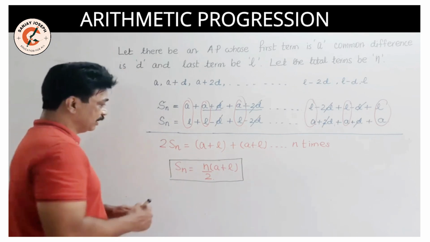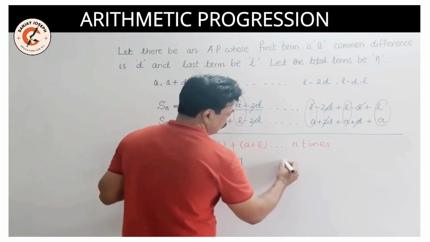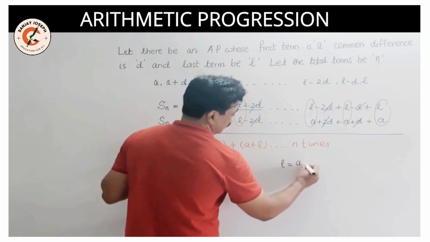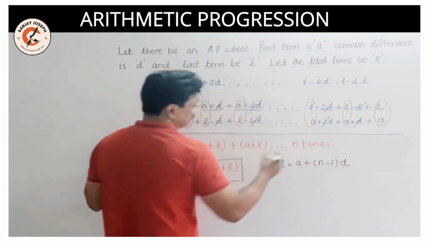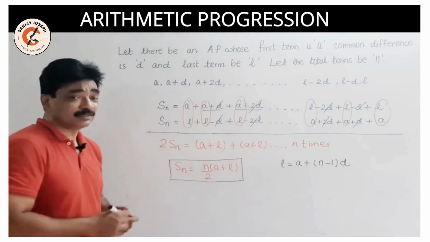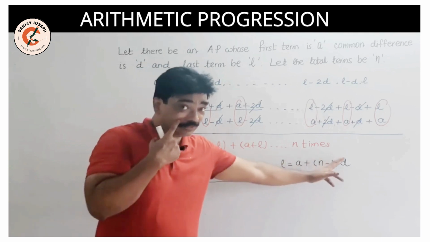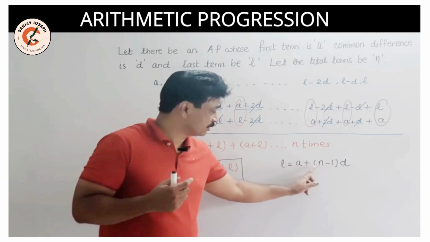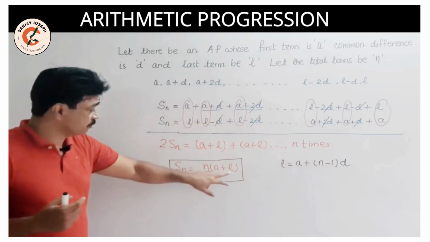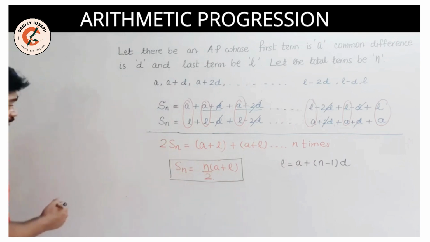Number 2, what is L? L is the last term. Since there are n terms totally, as I have assumed, the last term will be equal to the nth term. Formula for the nth term, in the first chapter we studied, is A plus n minus 1 into D. So L is the nth term, the last term, so its formula will be A plus n minus 1 into D. So what I do, instead of L I place A plus n minus 1 into D.